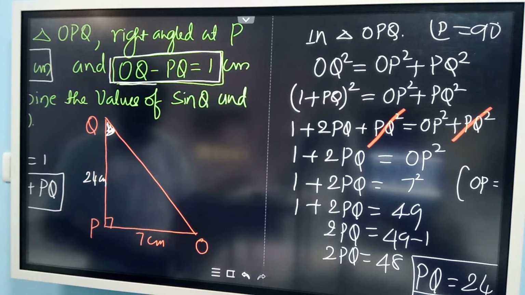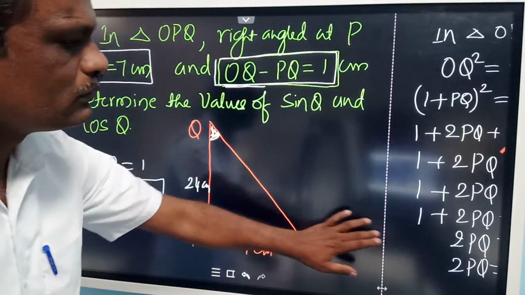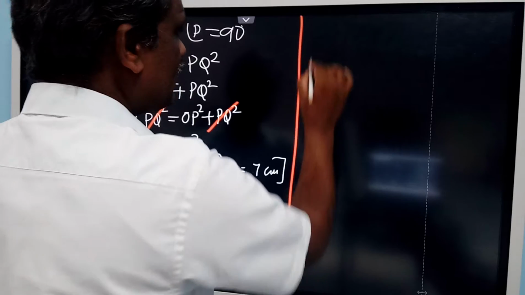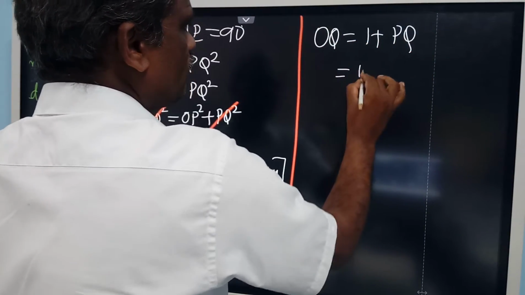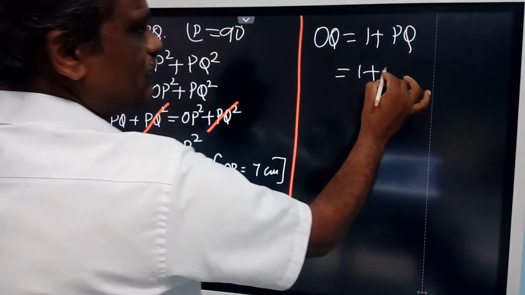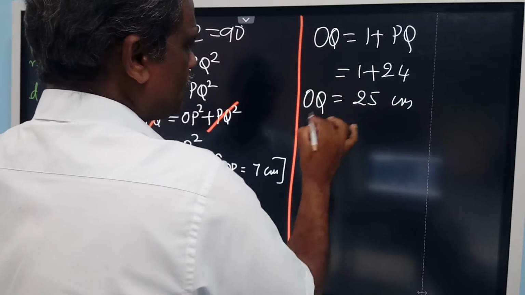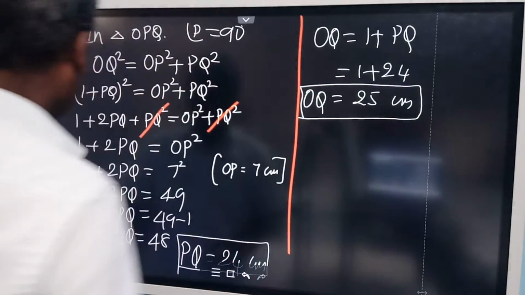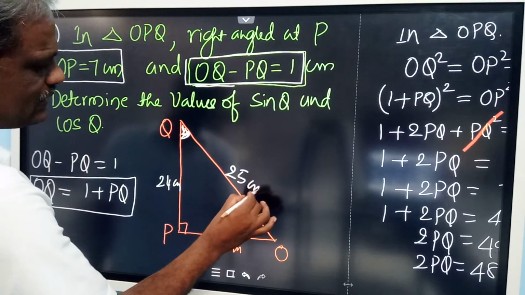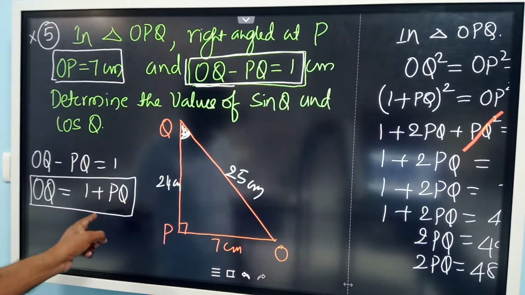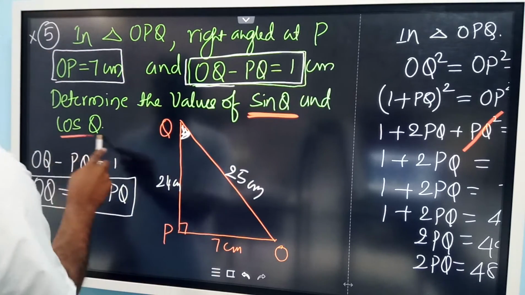This is 7 centimeter. We have the relation OQ is equal to 1 plus PQ. Substitute PQ, which is already found as 24. It is 25 centimeter. So you got all the three sides now. This is 7, this is 24, and this is 25 centimeter because of this relation.